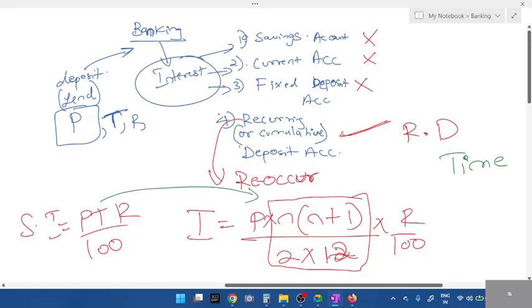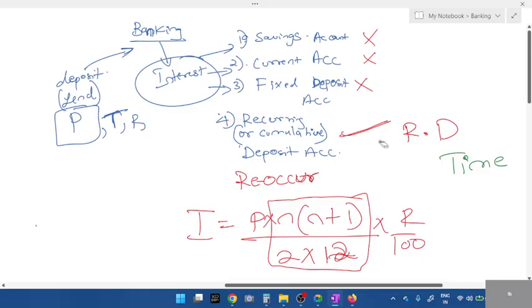N into N plus 1 divided by 2 into 12. To solve it is very easy. I'm just giving an introduction of the entire concept. What is banking? How are the formulas changed? In that, what you need to study. Just ignore all this. RD account, R stands for recurring. Recurring is which happens frequently.